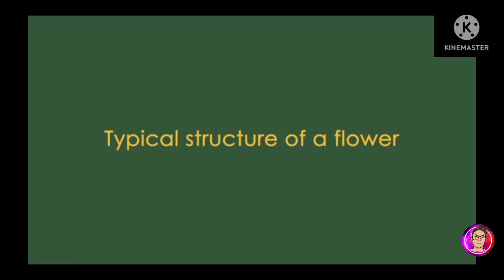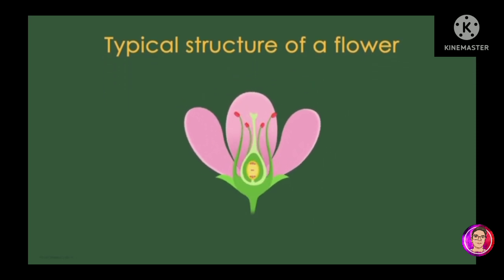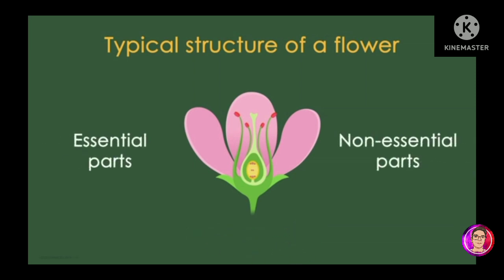In this video, we are going to look at the structure of a flower. It appears somewhat like this. A flower mainly has two components. Now, what do we mean by this? Every flower is mainly composed of two parts, essential and the non-essential parts.